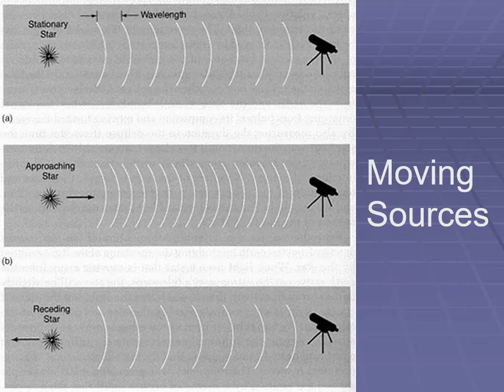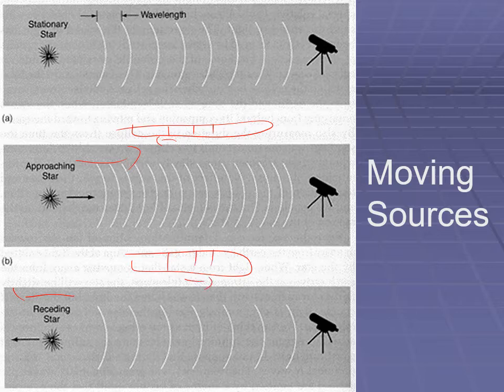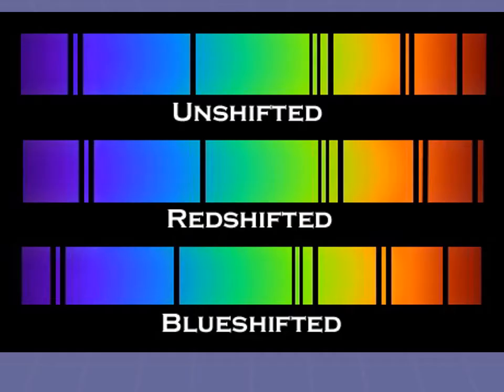So if a star is coming towards you, then the waves look shorter. If it's going away from you, the waves look longer. So that means if you were looking at a star that's coming towards you, and you have all these spectral lines, the spectral lines would be shifted to shorter wavelength, or if it's going away from you, the spectral lines are shifted to longer wavelength. How far the spectral lines shift depends on how fast you're going.